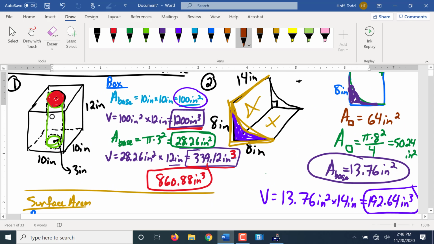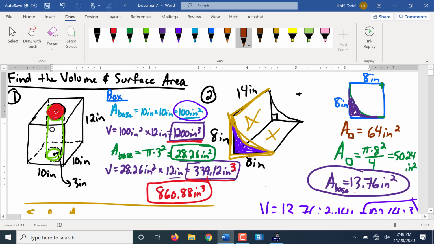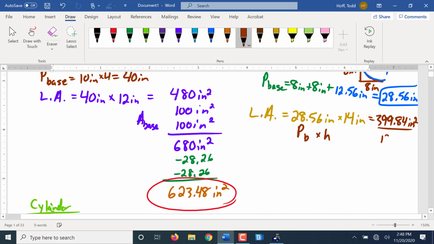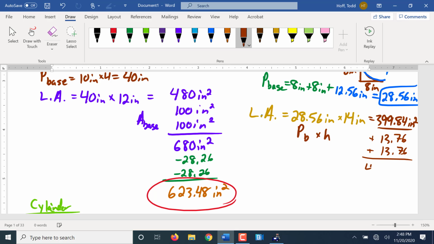What do we have to add to that? Yeah, the 13.76 twice, both ends. So 427.36 square inches is the surface area.